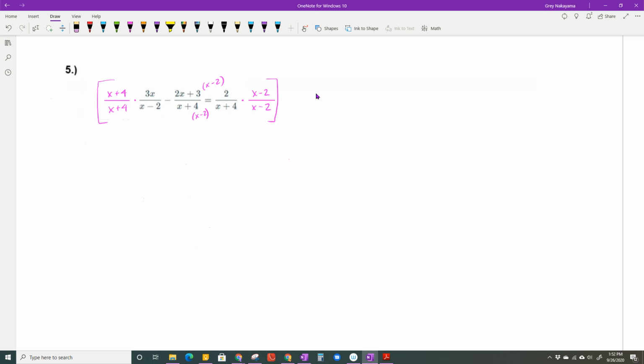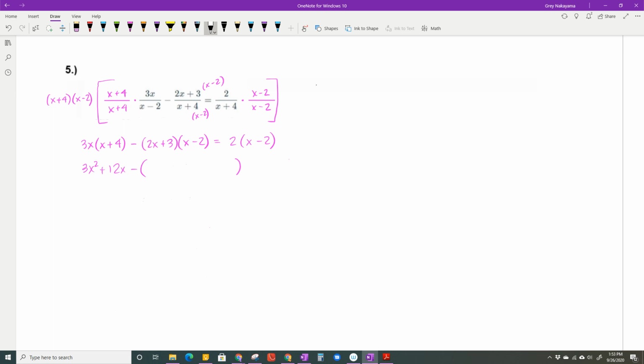And now that I have the bottoms all the same, I'm going to multiply by that bottom, which is our least common denominator, and then I'm going to write my numerators. So I have 3x times x plus 4 minus, again, two binomials equals 2 times x minus 2. Okay, so I distribute my 3x. I got 3x squared plus 12x. Then minus my first term.